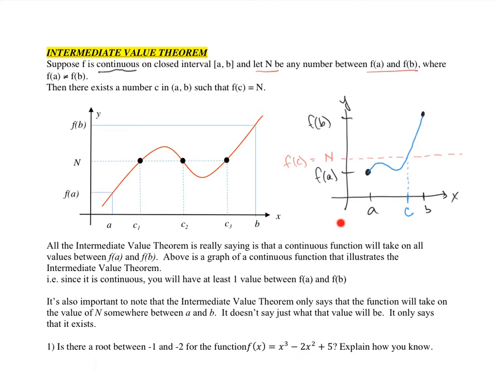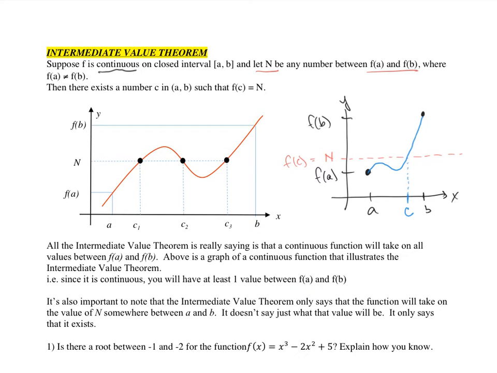You can draw this in any other scenario. You could draw a negative scenario, put f(b) below f(a). The same thing will happen. So in every scenario, this is what's going to end up happening. It seems so obvious that yes, you have to cross this line. So since it is continuous, you will have at least one value between f(a) and f(b).